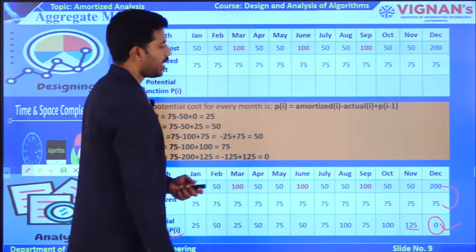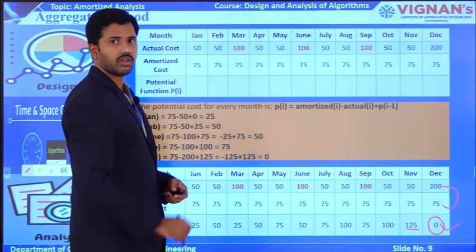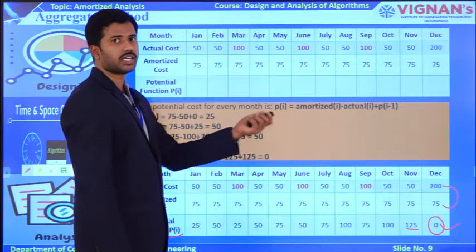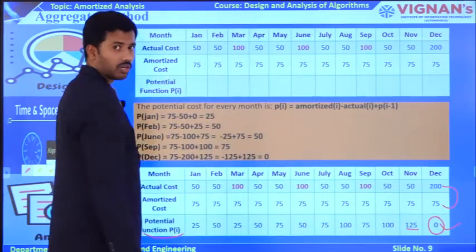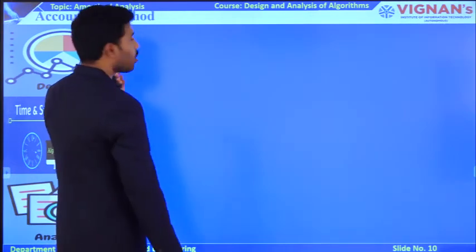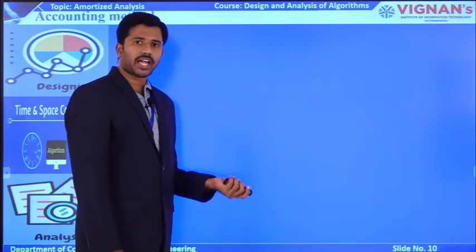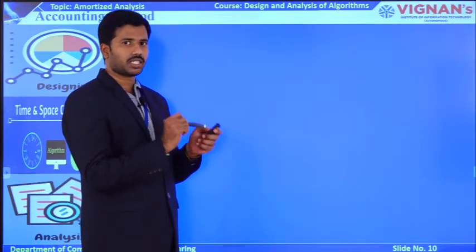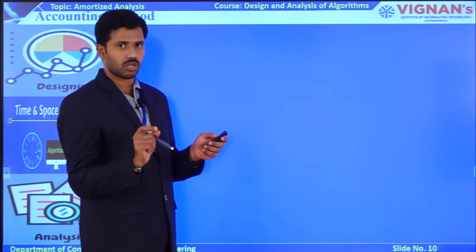If I get any negative value here, ultimately my entire analysis is going to be wasted. My analysis is going to be wrong. Now how do we say whether your analysis is correct or wrong? With the help of this potential function parameter only. Now try to focus on the next method, the accounting method. With the help of the aggregate method, I got amortized cost as 75. So if the amortized cost is 75, ultimately I got potential function value as 0.